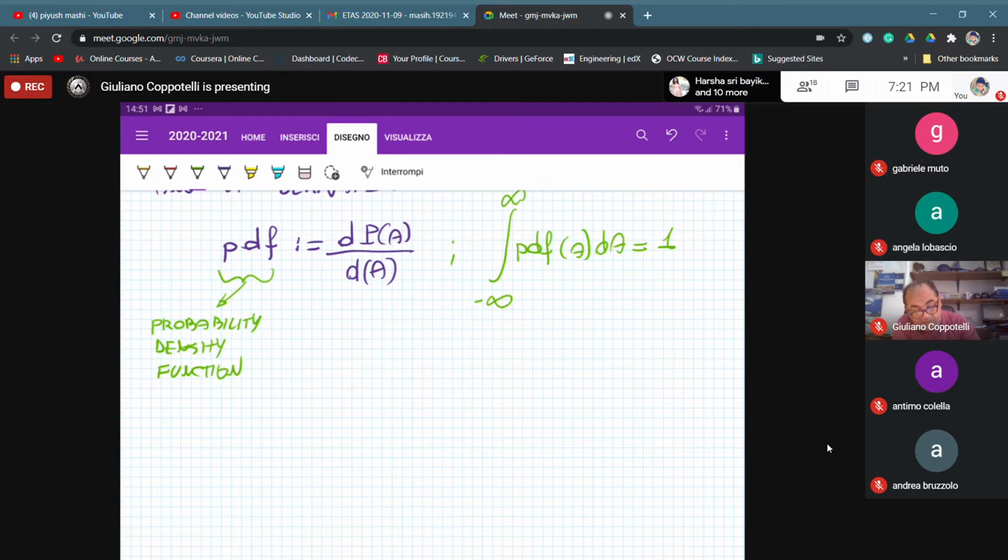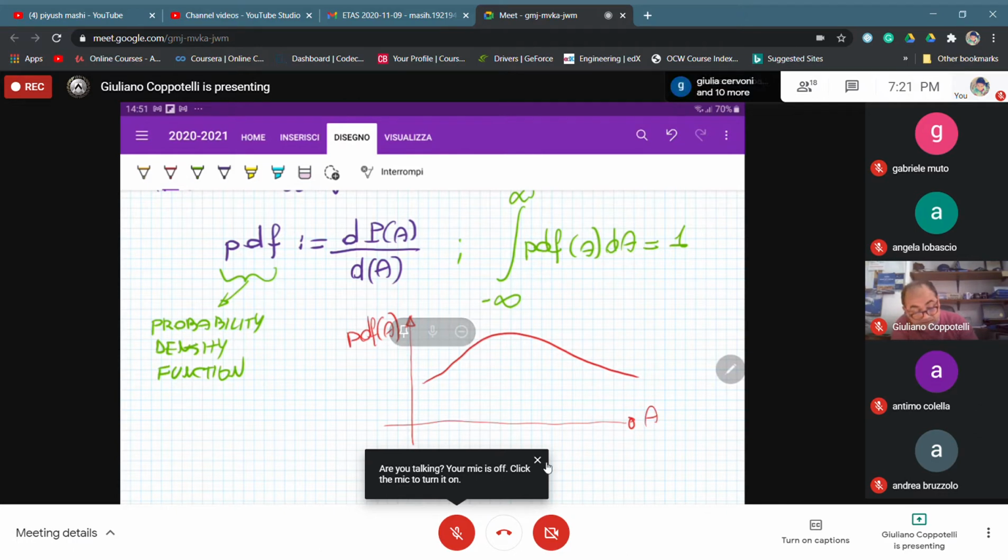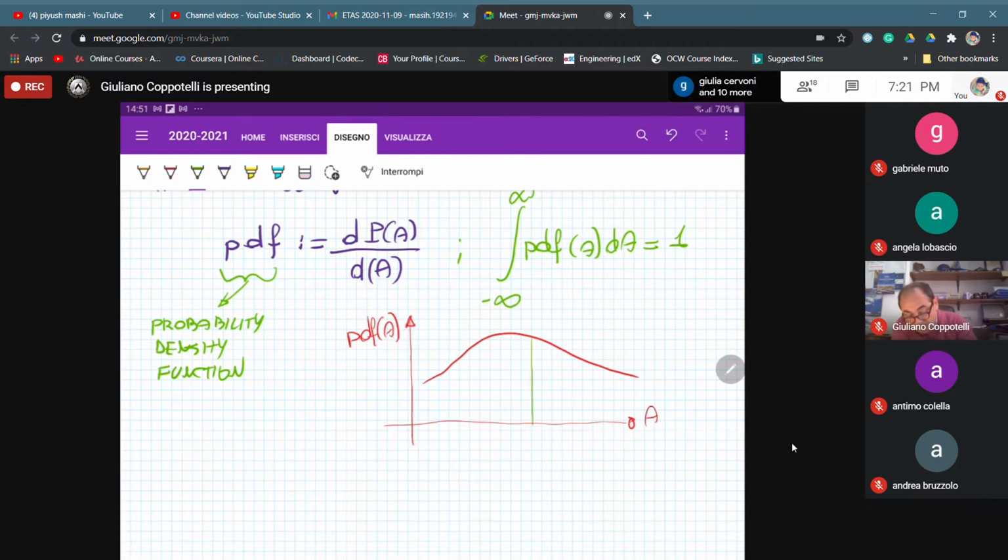Or if we consider the PDF function of A having a distribution like this, for example, then the value of this area, that is the integral, is representative of the probability that your event is happening between A and A plus dA, being this the value of A, and this is dA.